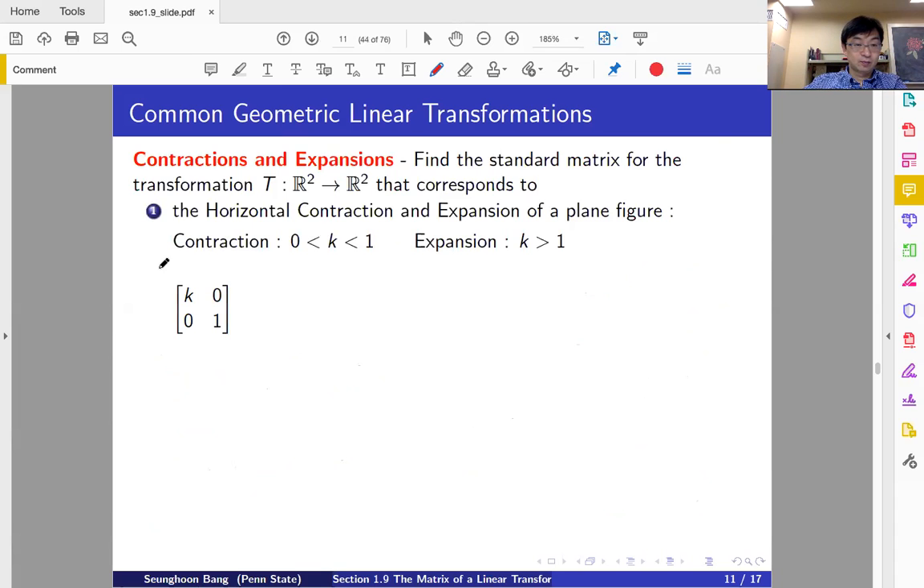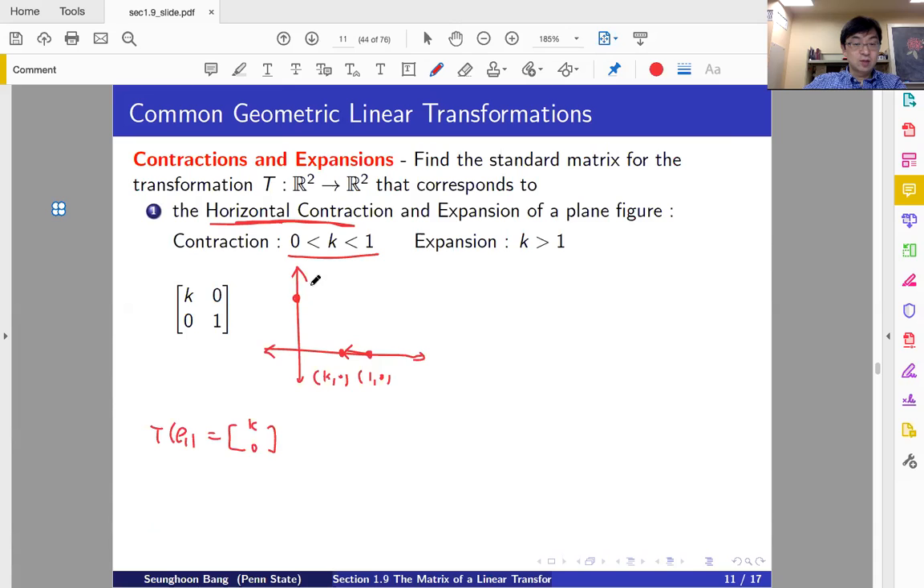It's the same. So we have the point (1, 0). We think about horizontal contraction. With the horizontal contraction, this point moves here, exactly (K, 0). So what does it mean? T(e1) equals (K, 0). We have it.